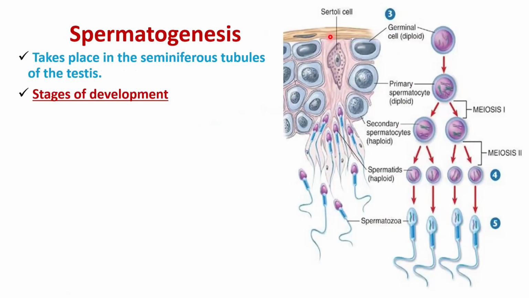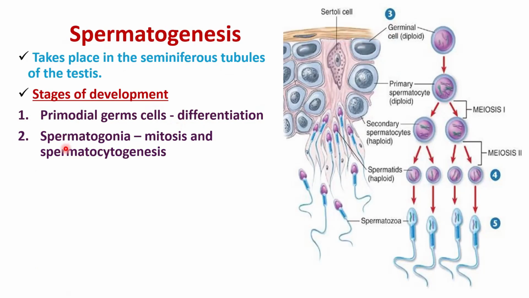So stages of development, we'll start with primordial germ cells. So primordial germ cells will be around here. So these primordial germ cells will undergo differentiation to give you spermatogonia. And then this spermatogonia will undergo mitosis and will undergo first of all spermatocytogenesis, that is modification to become spermatogonia, and then they undergo mitosis. Remember, you have two types of spermatogonia. You can have spermatogonia type A and B. So mitosis is the one that now will be leading to differentiation of that spermatogonia.